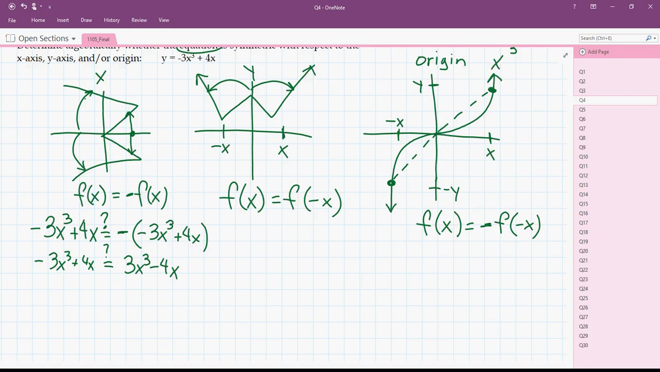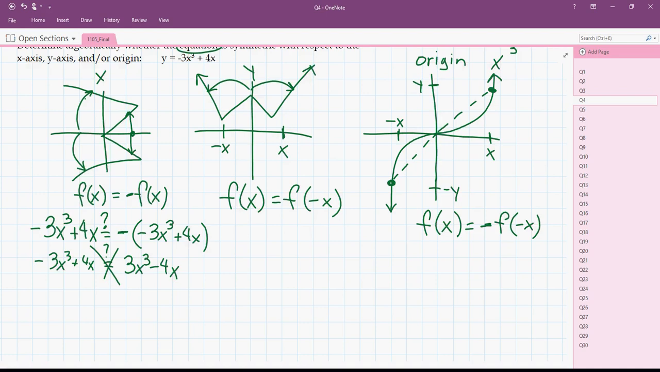And they're not. Here we have a negative 3x cubed. Here we have a positive 3x cubed. We have a plus 4x and a minus 4x. So this does not work. So it is not x-axis symmetric. So the next thing we're going to try is origin symmetry.